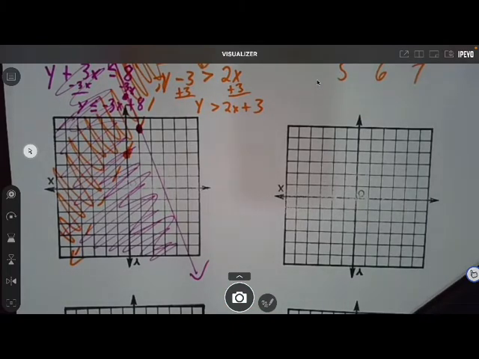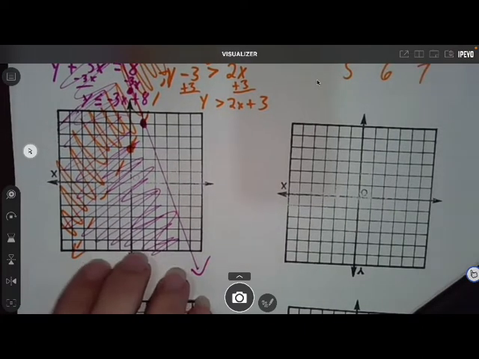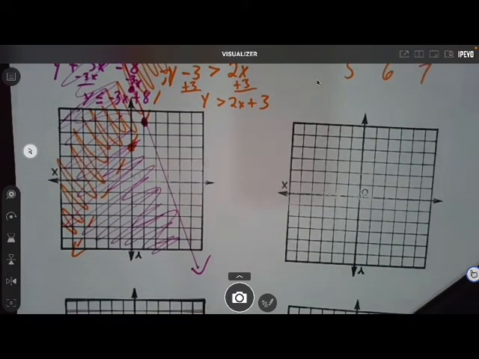Okay, so it's a system of inequalities. We're graphing two inequalities at one time. Where their shading crosses is the answer. This is what your answer is going to be. On your paper, let me show you what the first type of problem is. They give you some answer choices.